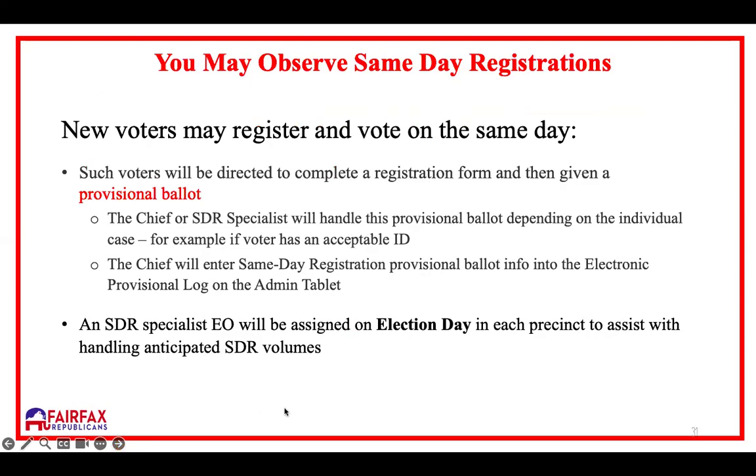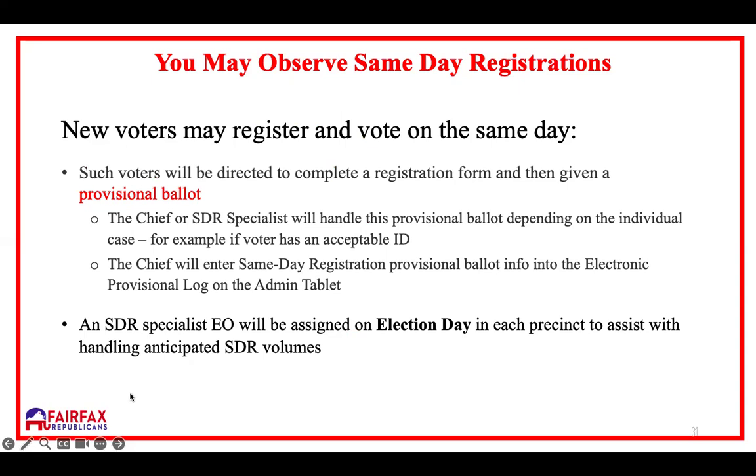Now, I mentioned that new voters can register and vote on the same day. Usually the situation is someone has moved into a new precinct. If that's the situation, they fill out a registration form, and at the completion of that, they're given a provisional ballot to vote. The same thing happens with the provisional ballot. It goes into the green envelope and gets adjudicated by the electoral board. Once it's decided whether it counts or not, it gets scanned at headquarters.